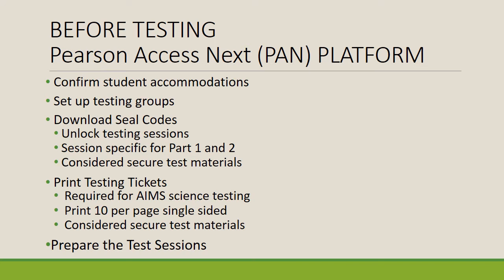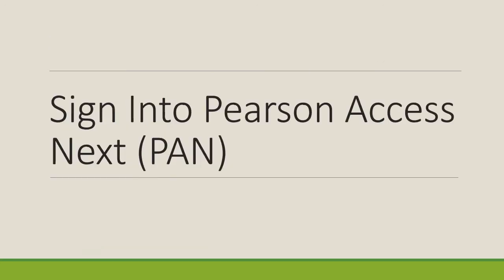Site test coordinators and applicable staff will complete setup in PAN before AIMS testing. This includes setting up testing groups, confirming accommodations, downloading seal codes, printing test tickets, and preparing test sessions. Both seal codes and test tickets are required for AIMS testing sessions. Test tickets allow students to log into the TestNav 8 system, and seal codes allow students to unlock the testing section. The next several slides show how to sign into Pearson Access Next and access AIMS management system and information.